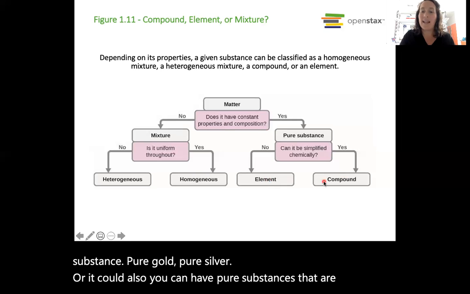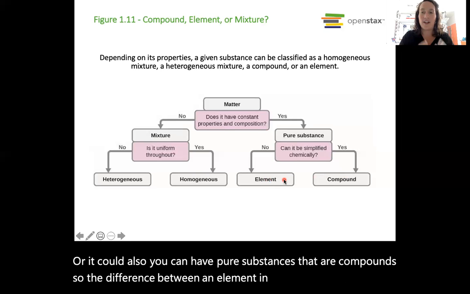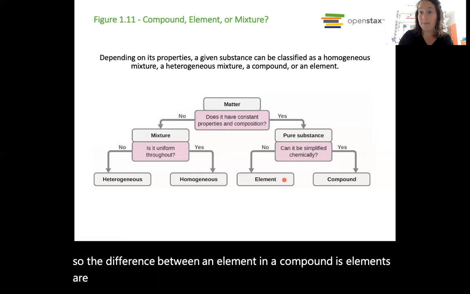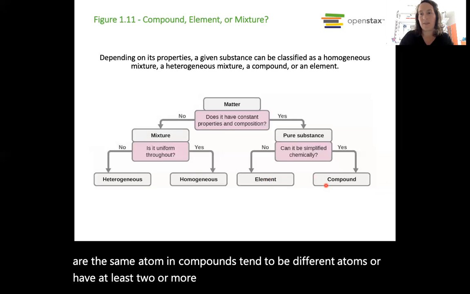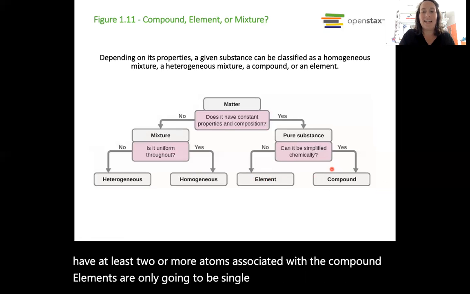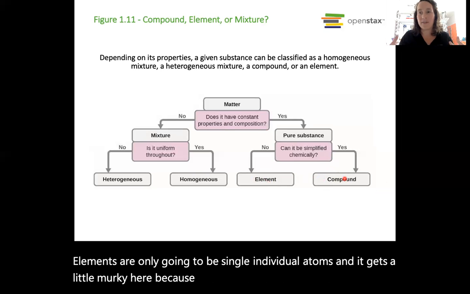So the difference between an element and a compound is elements are the same atom, okay, and compounds tend to be different atoms or have at least two or more atoms associated with a compound. Elements are only going to be single individual atoms. And it gets a little murky here because certain compounds can actually be elements.